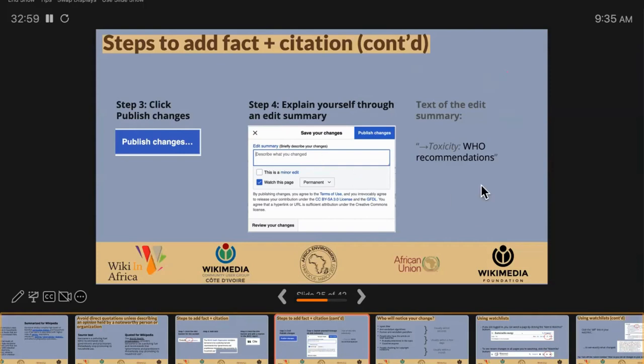And it doesn't have to be long, but you should say what it is. So I just wrote in here the World Health Organization recommendations. People at Wikipedia, in the English Wikipedia anyway, really like the World Health Organization publications. So if the World Health Organization has something to say about any issue, usually we want to include it.